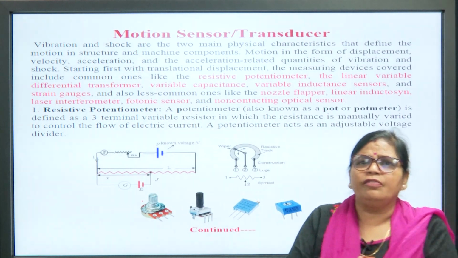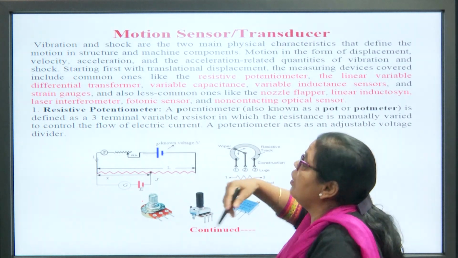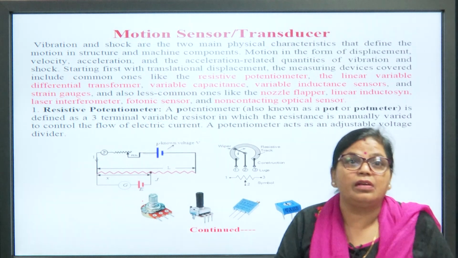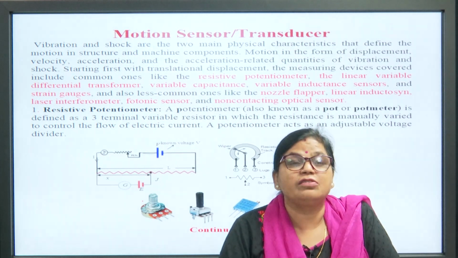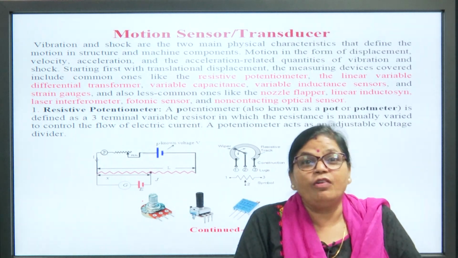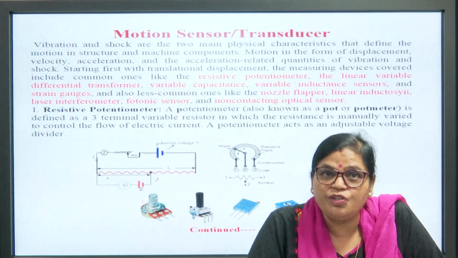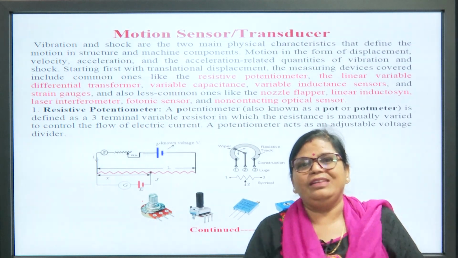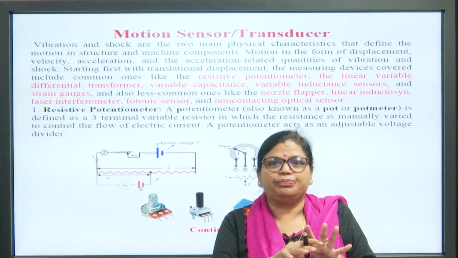As you know, the physical characteristics define the motion in the form of displacement, velocity, accelerations, or related quantities, or vibrations and shocks, that we can consider the motion measurement. But how can we use the different transducers for the measurement of the motion? So, we can decide on dedicated motion sensors or motion transducers.